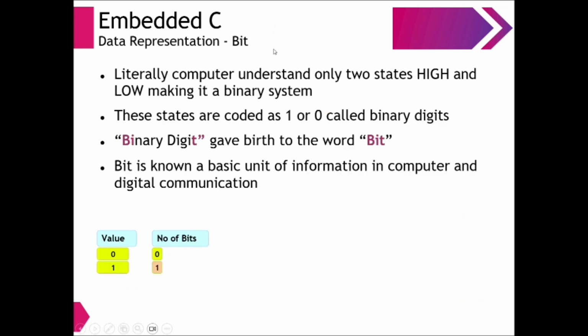Let's follow through the embedded representation, like bit. Computers understand only two states, high and low, making it a binary system. These are the two codes: 0 and 1 are the binary digits that represent the codes for the machine. Binary digit gave birth to the word bit. A byte is also a basic unit of information in computers and digital communication.